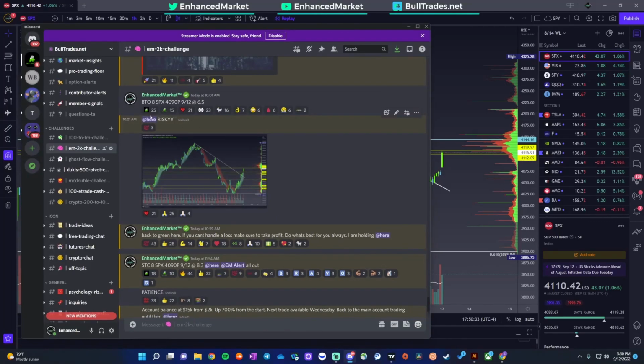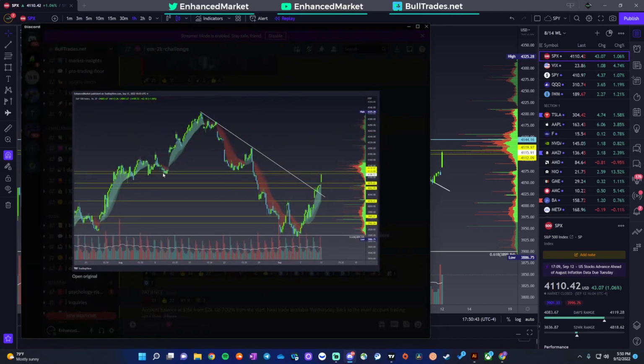Here is the Discord, right? So I alerted 8 SPX 4090 puts expiring today at $650 a contract at 10:01 a.m. Here's my chart. Looking at the chart, previous support at the 4112.09 level, and then a previous support at 4119.97. So this level right here, I didn't think we were going to break it today.